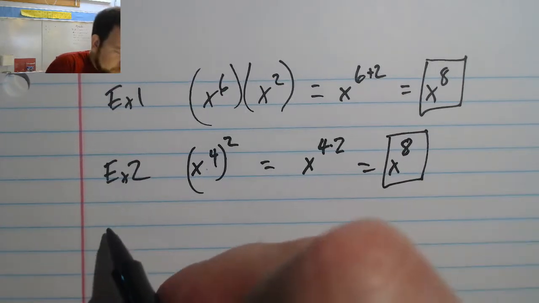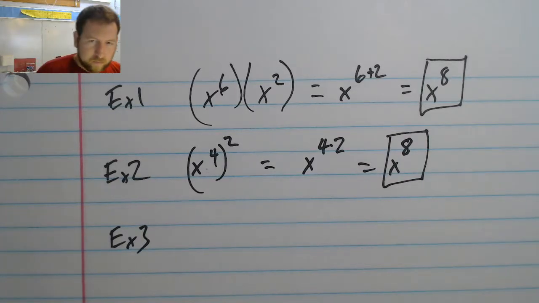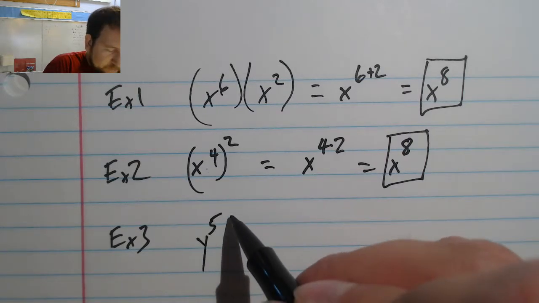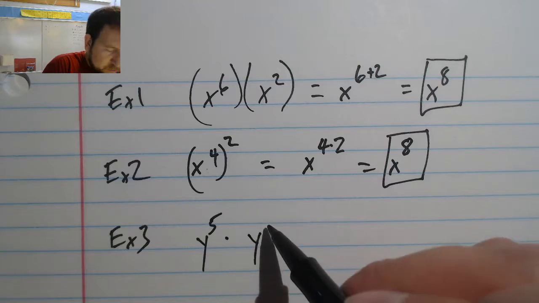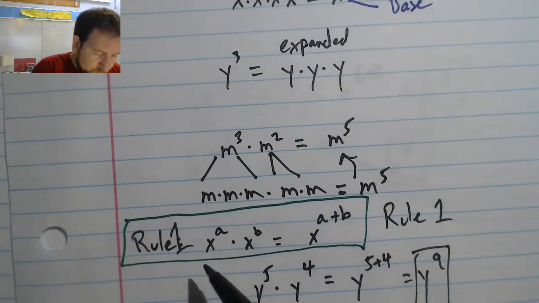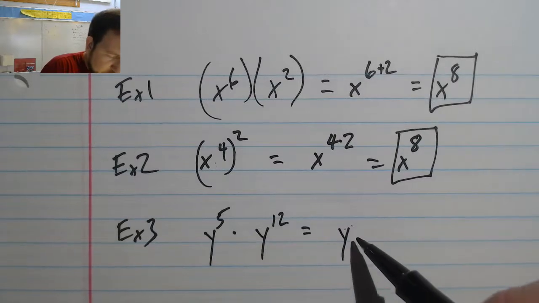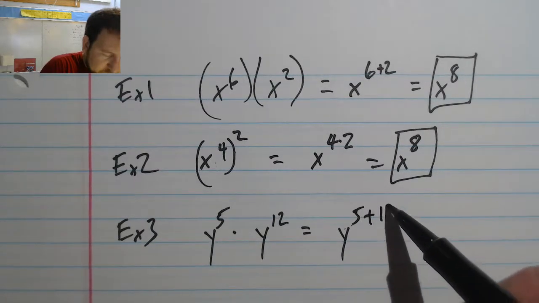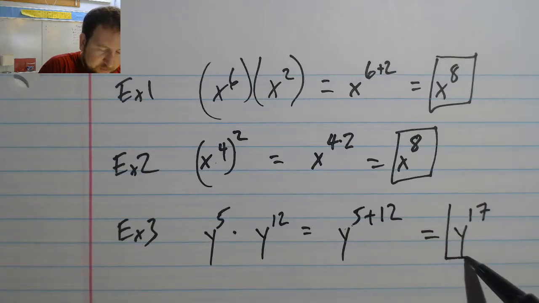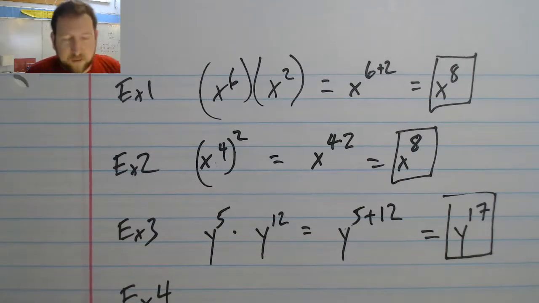Okay, a couple more. Example 3. y to the 5th times y to the 12th. Well, for this I'm going to use rule 1, because I'm just simply multiplying these bases together. So I have y to the 5th plus 12, which is y to the 17th. That's quite a power.